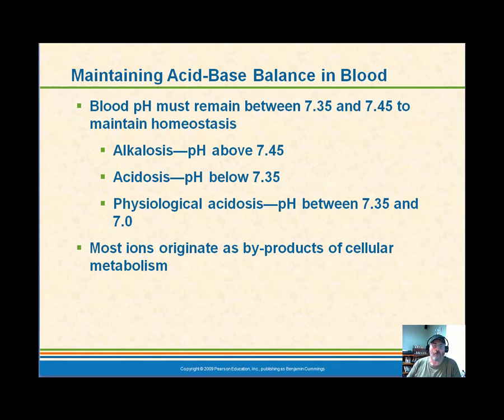Now we're going to talk about acid-base balance, and I'm not going to go into a great deal of depth about this. I'm going to tell you what a buffer system is, but I'm not going to go into any great depth about the mechanics of how they work.